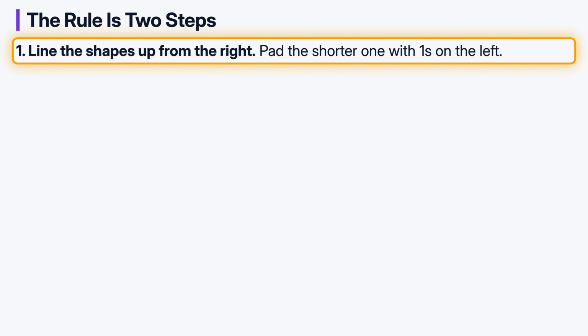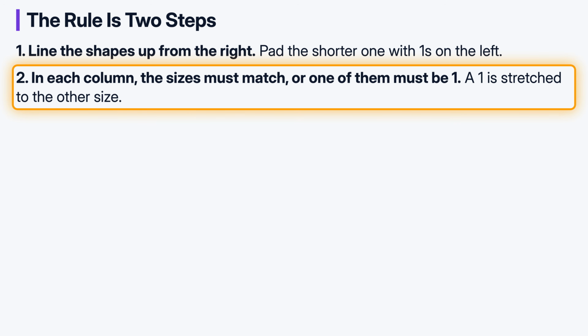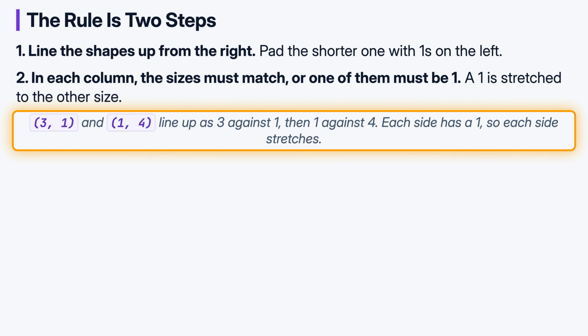The rule has 2 steps. First, line the shapes up from the right. If one is shorter, pad it with ones on the left. Second, in each column the sizes must match, or one of them must be 1. A 1 gets stretched to the other size. So 3 by 1 and 1 by 4 line up as 3 against 1, then 1 against 4. Each side has a 1, so each side stretches.